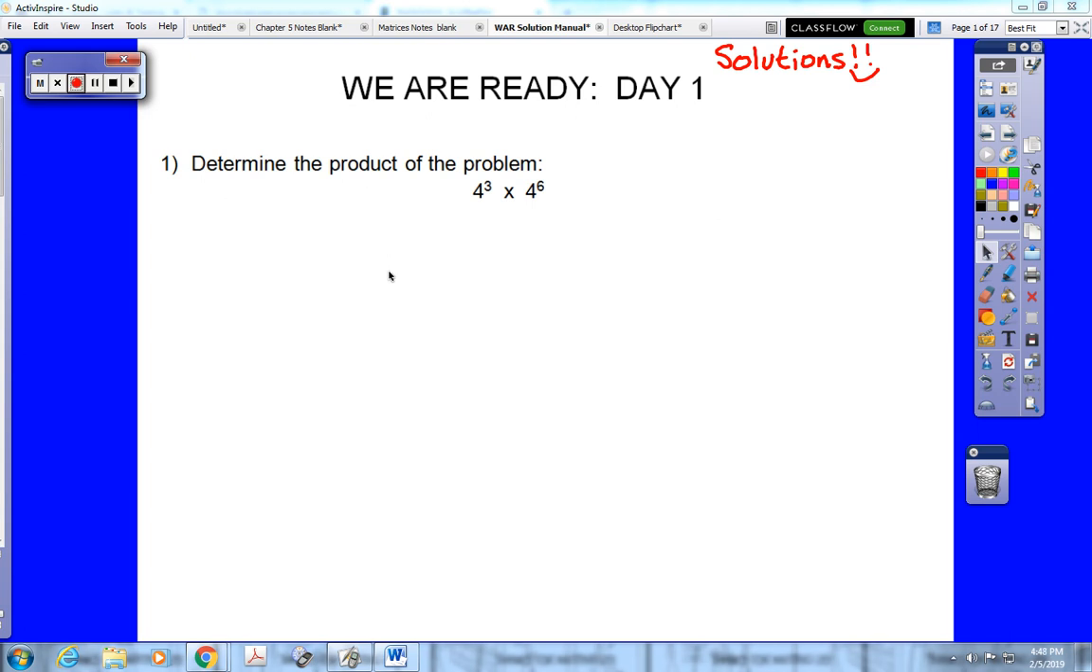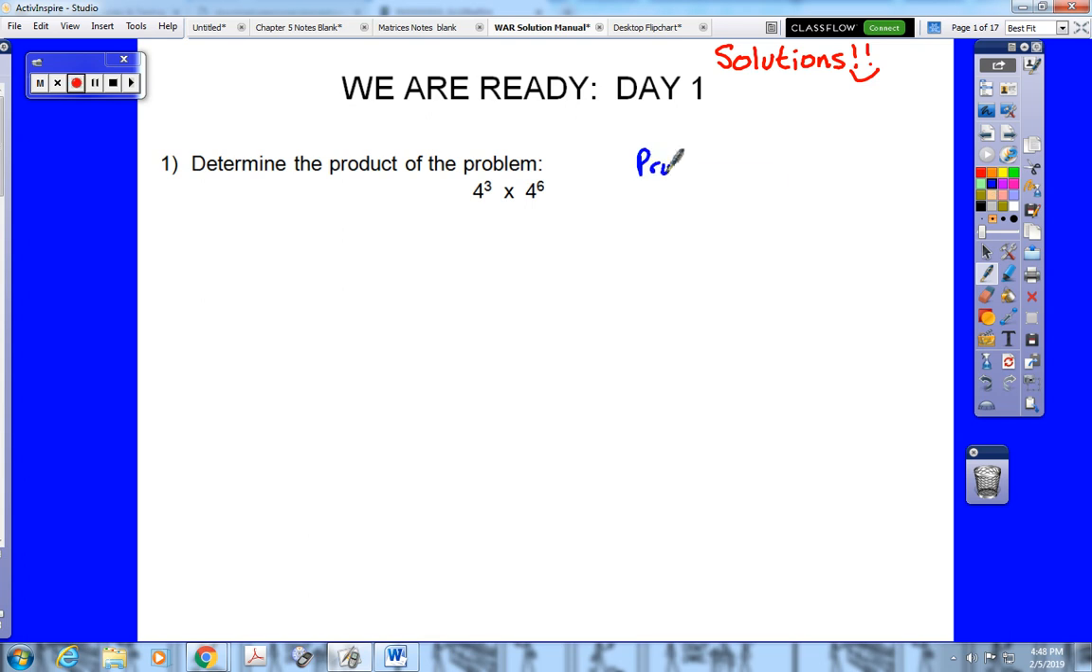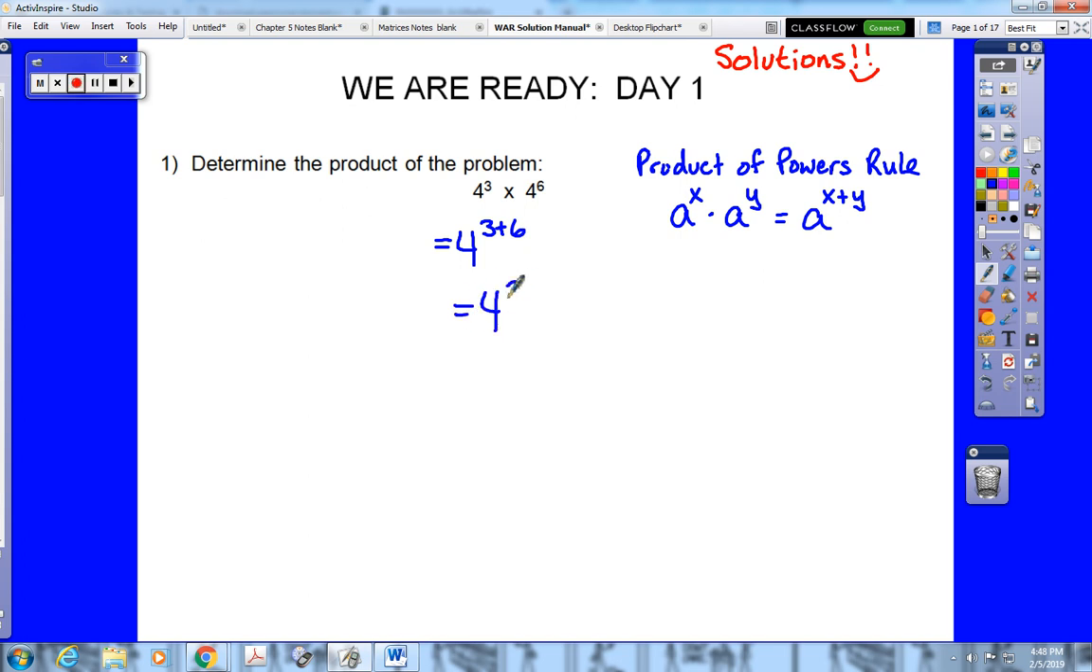The first problem on the day 1 worksheet says determine the product of the problem 4 to the 3rd power times 4 to the 6th power. This is banking on you remembering the product of powers rule, which we covered in first semester and you covered in Algebra 1, which says if you have two powers with the same base and you are multiplying them together, the result will be that base with those exponents added together. So in this case, what they are searching for you to do is to realize that this would be 4 to the 3 plus 6 power, and they would be looking for you to give the answer 4 to the 9th power. Now, chances are good that this particular type of question would probably be multiple choice.